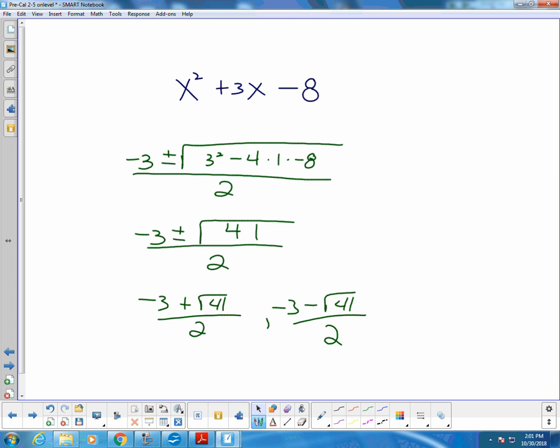Logan, how do you spell conjugate? C-O-N-J-U-G-A-T-E. It's going to be on another slide.